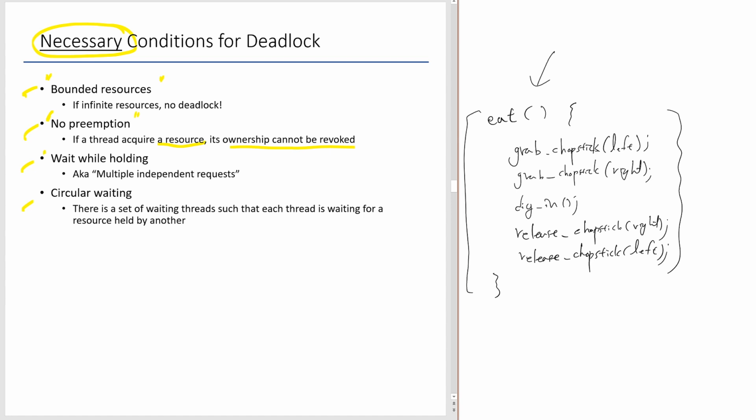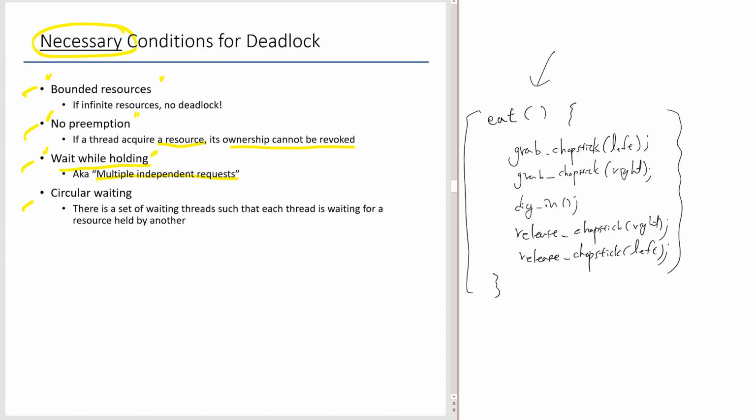All right, the third condition is known as wait while holding, also known as multiple independent requests. What it means here is you have 2 separate independent resource acquisition attempts. This is in contrast with the acquire all, release all semantic that we talked about earlier. With acquire all, we imagined that all the resources can be acquired at the same time in an atomic fashion.